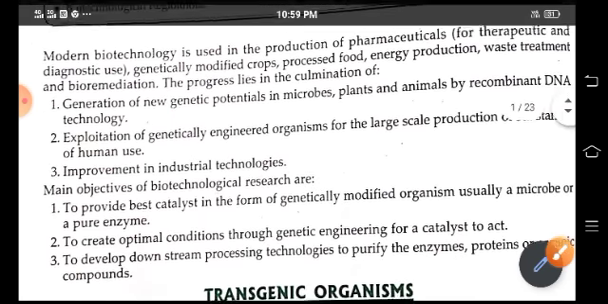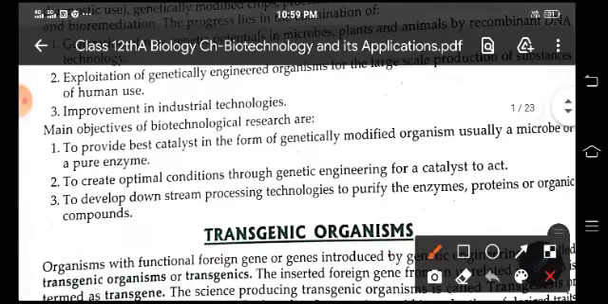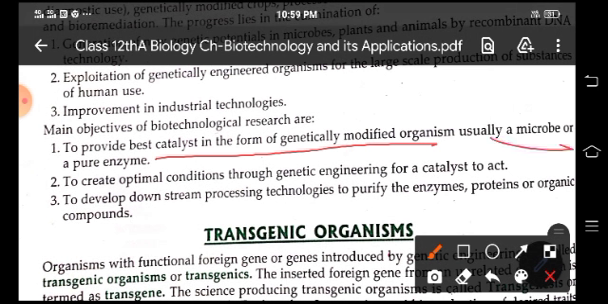Now, the main objectives of biotechnological research are to provide the best catalyst in the form of a genetically modified organism, usually a microbe or a pure enzyme, to create optimal conditions through genetic engineering for a catalyst to act, and to develop downstream processing technologies to purify the enzymes, proteins, or organic compounds.